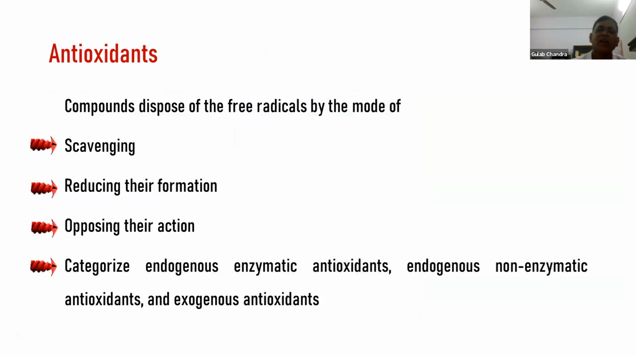First, what is an antioxidant? It decomposes the free radicals by three modes. The first is degenerating or neutralizing the free radicals or reducing their formation, or opposing their action. By these three modes, the antioxidant protects the animal from the free radicals. The antioxidants are categorized into three categories: endogenous enzymatic antioxidants, endogenous non-enzymatic antioxidants, and exogenous antioxidants.